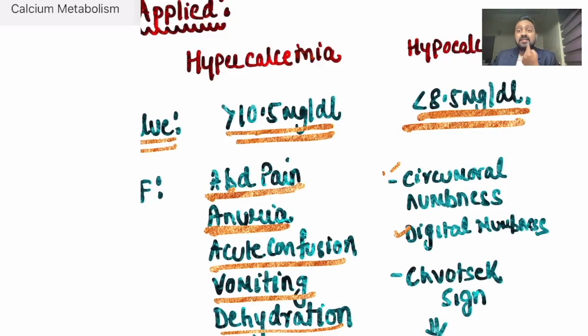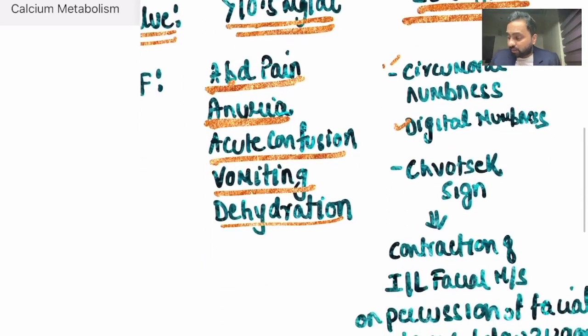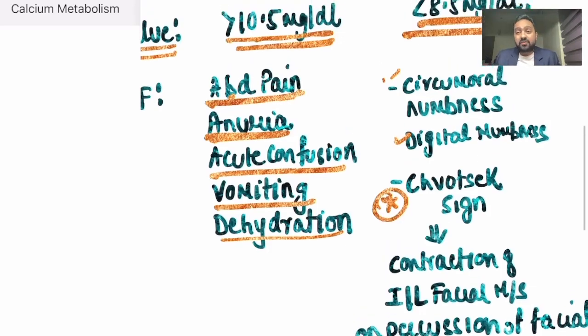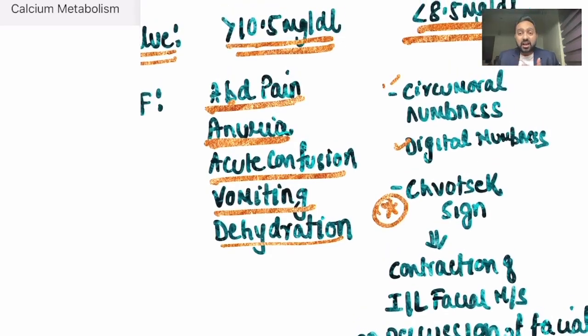So the circumoral area would be numb. And then there is a sign which is very important for you to remember, as it would be seen in clinical scenarios, specifically in post-op rounds after a thyroidectomy, where the thyroid gland is removed and there are chances of injury to the parathyroid gland. This parathyroid gland secretes parathormone, which is responsible for your entire calcium metabolism. So if the parathyroid gland is damaged, there would be low levels of calcium.